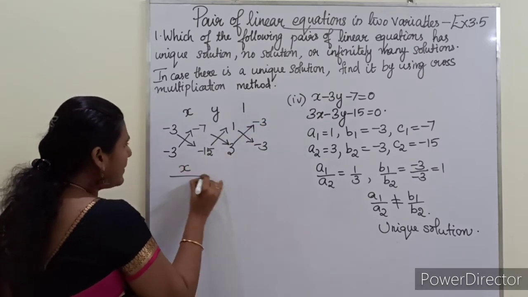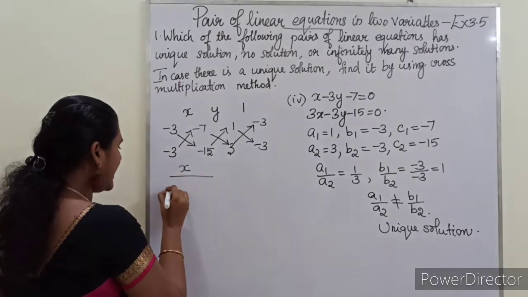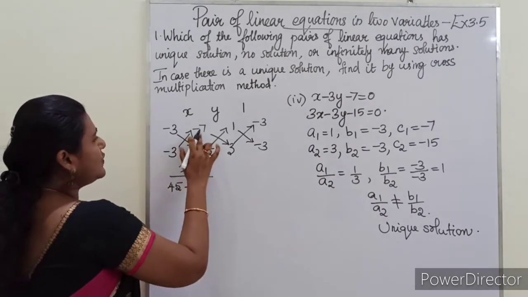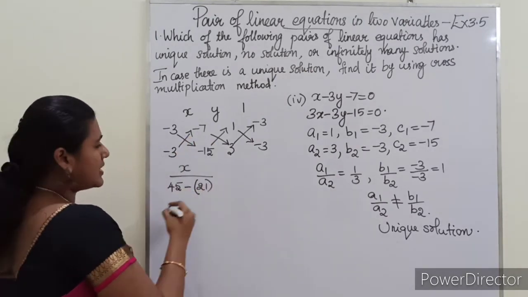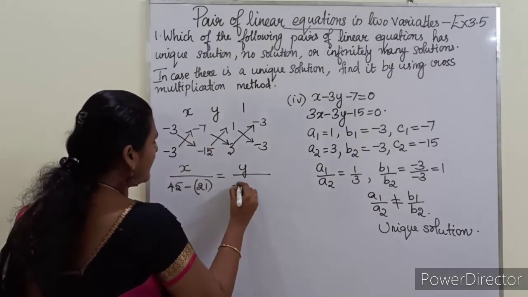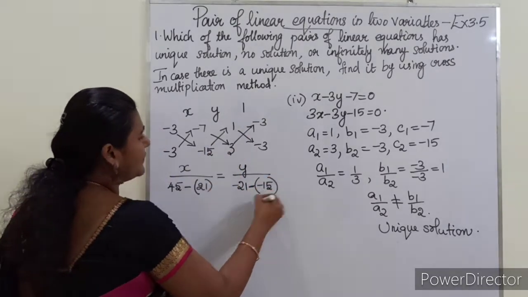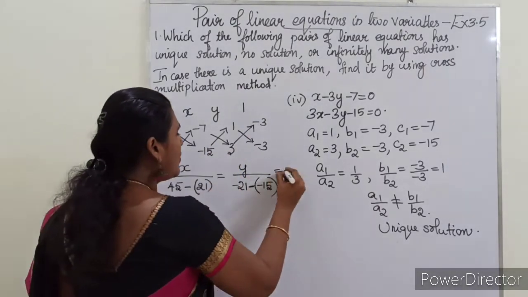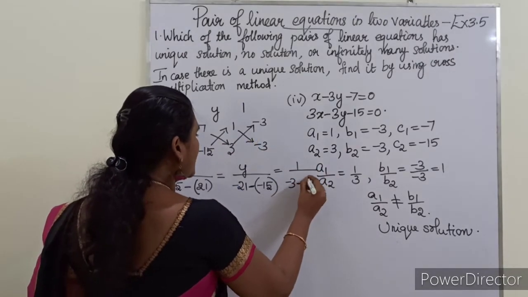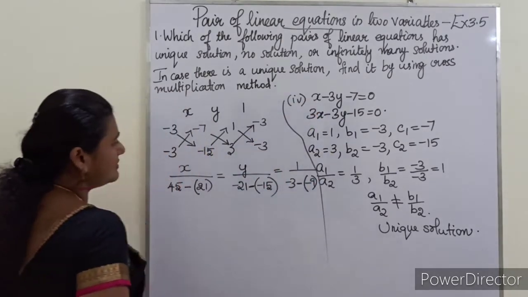Now we will write x by, we will multiply these two numbers, that is minus 3 into minus 15 is equal to 45. Minus 3 into minus 7, that is 21, is equal to y by, here minus 7 into 3 is minus 21 minus, here when you multiply you will get minus 15. Again, 1 by 1 into minus 3 is minus 3, minus of 3 into minus 3 is minus 9. So you will get these values.